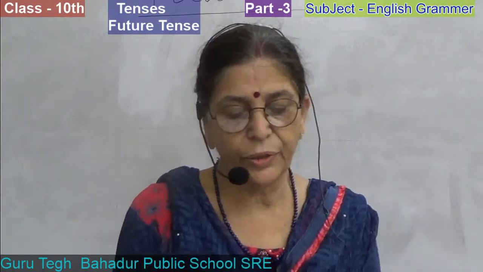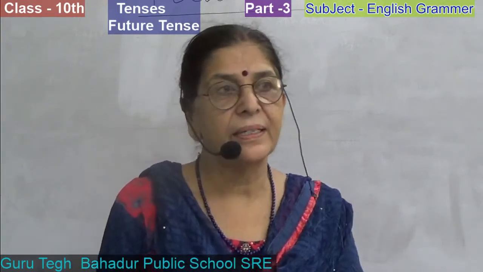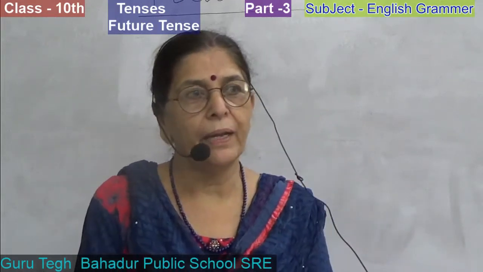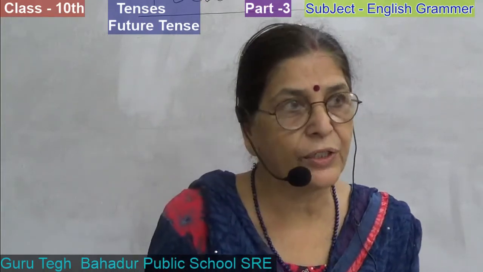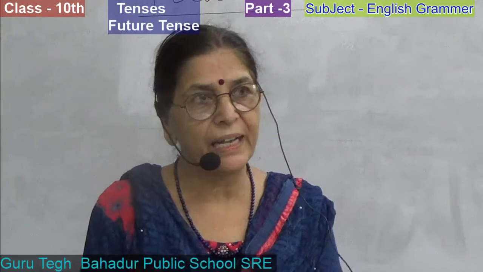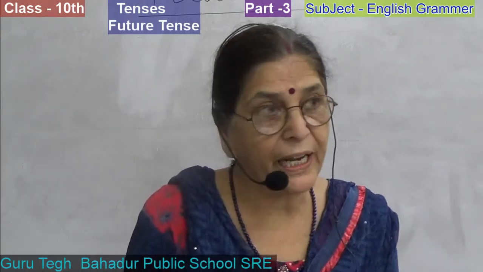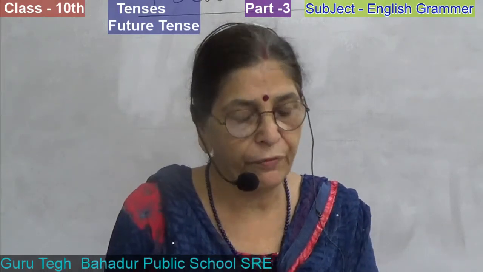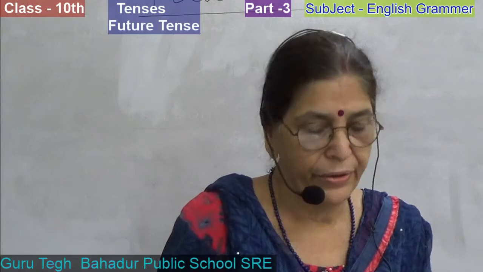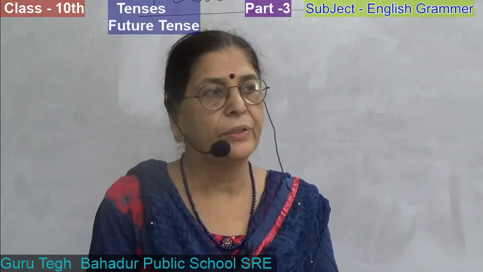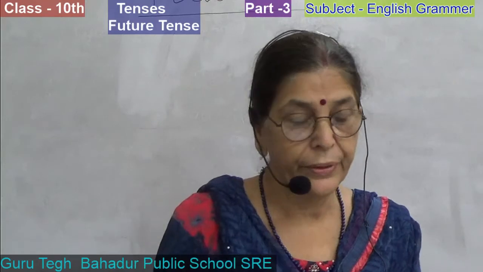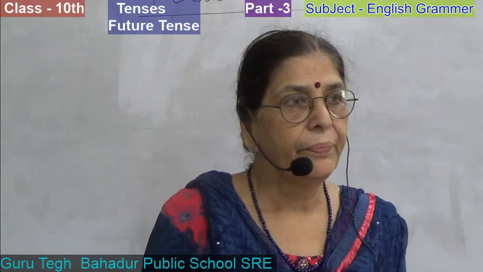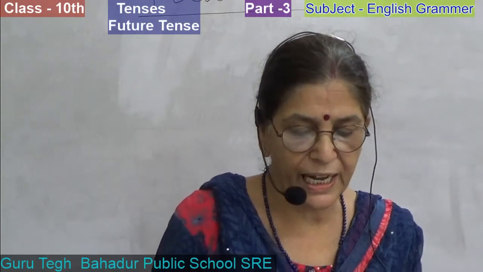As I have already told you, future tense is the time that still has to come. For example, tomorrow. Tomorrow still has to come. Today is present and yesterday has become a past for us. So today we will do the four forms of future tense. That is the future indefinite, which you can call simple future, future continuous, then future perfect, and then the future perfect continuous tense.